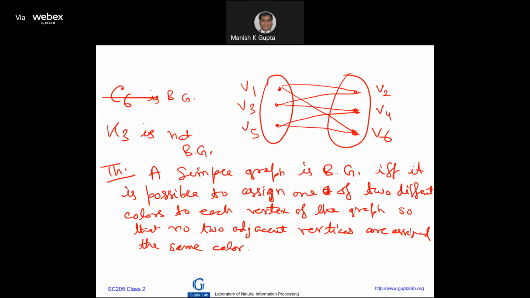Similarly, if you ask the reverse question, if this kind of color assignment is possible, how to make a bipartite graph? Just put the one colored things in one basket and the other colored things in the other basket and you are done, right? It's really a fairly straightforward thing. Anyway, let me give you an example now.